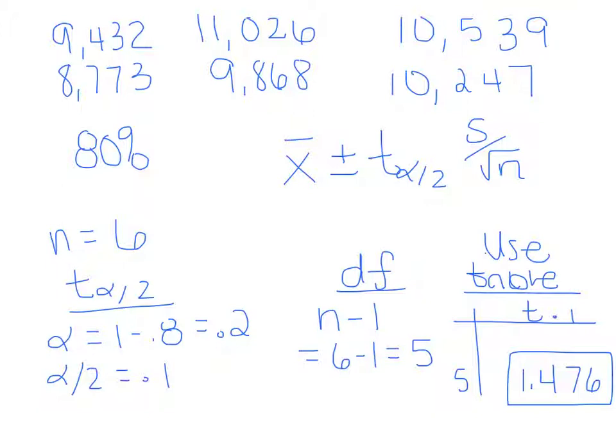So we now have t and we have n, but we have to get x bar and we have to get s. And those are 2 formulas. X bar you probably remember how to do, but you may not remember how to do s. So we'll go back through that formula one more time on the next page.